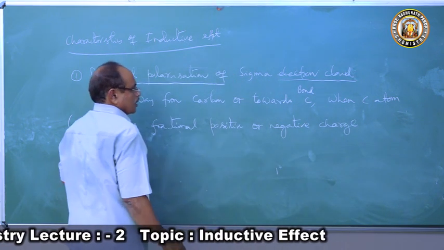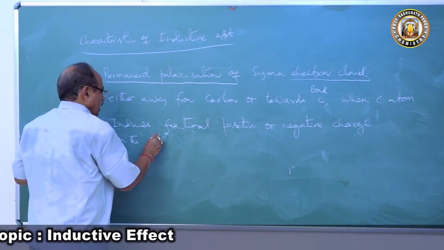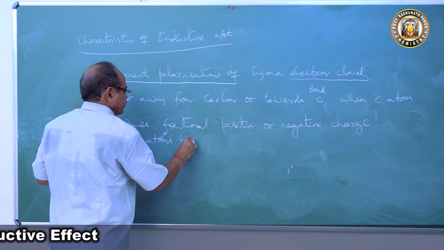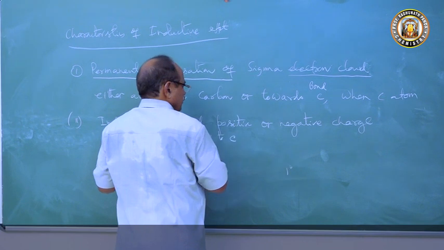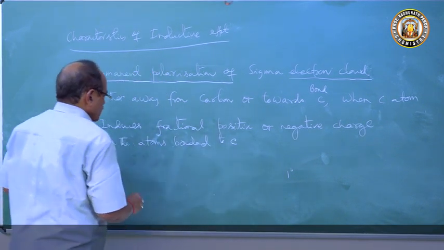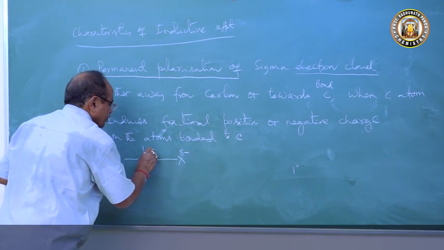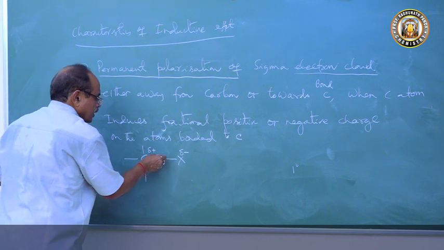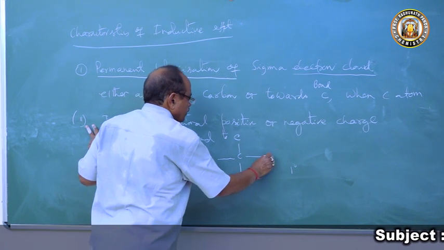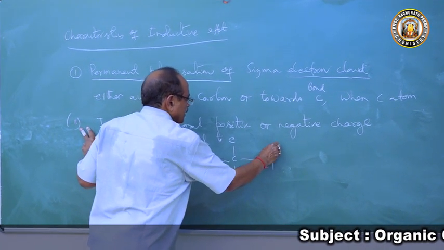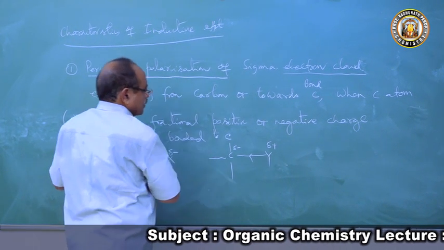Positive or negative charge on the atoms bonded to carbon. So when you have C and X, X gets delta negative charge, carbon gets delta positive charge due to the electron cloud coming towards X. In the other case, the electron cloud comes towards carbon, so carbon gets delta negative.